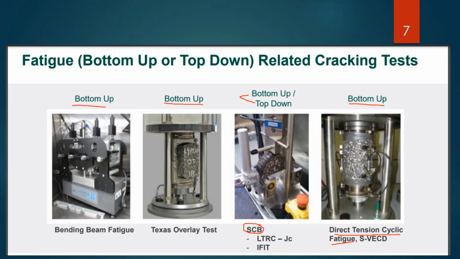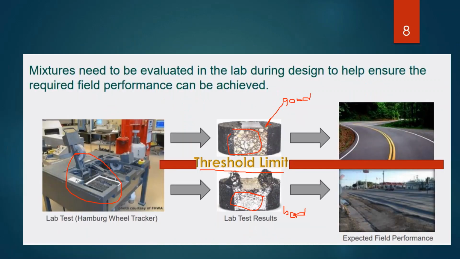Texas came up with their own equipment. This is the semicircular bending machine, which can do both bottom up or top down, and then the indirect tension or cylindrical testing machine, and this is for circular fluid. Most of these are basically for cracking. Another equipment like this is called the Hamburg wheel cracker.